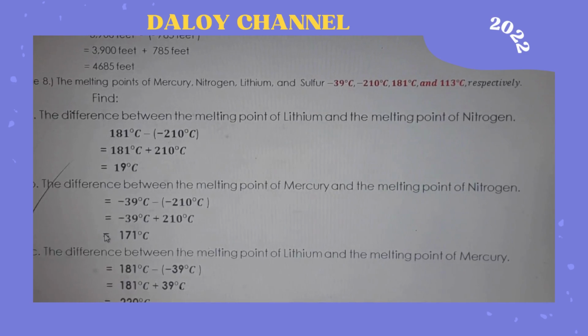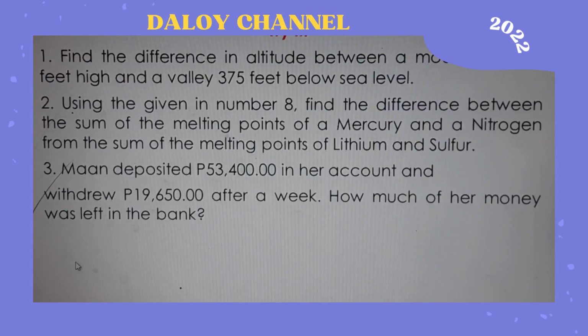Letter C. Find the difference between the melting point of lithium and the melting point of mercury. So 181 degrees Celsius to be subtracted by negative 39 degrees Celsius. So negative times a minus sign becomes a positive 39 degrees Celsius to be added to 181 degrees Celsius. Final answer is 220 degrees Celsius. Okay, perform the try-it activity.